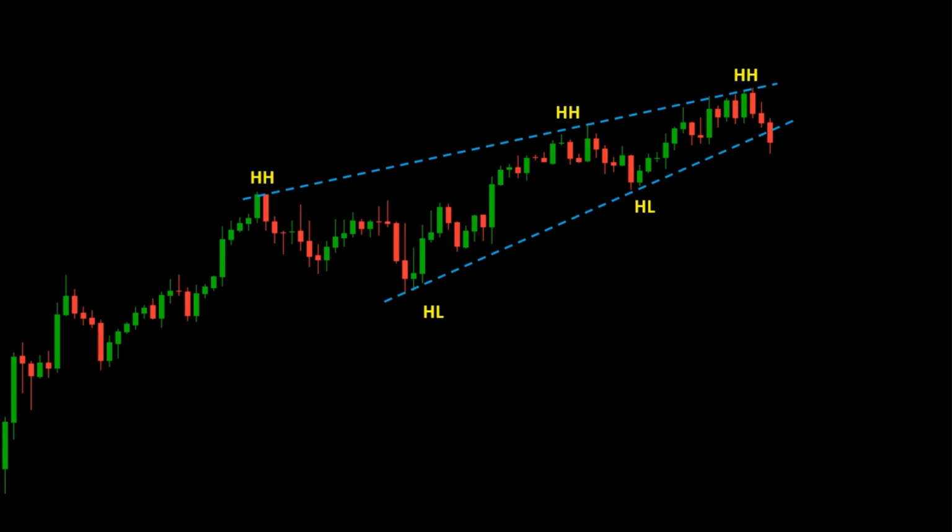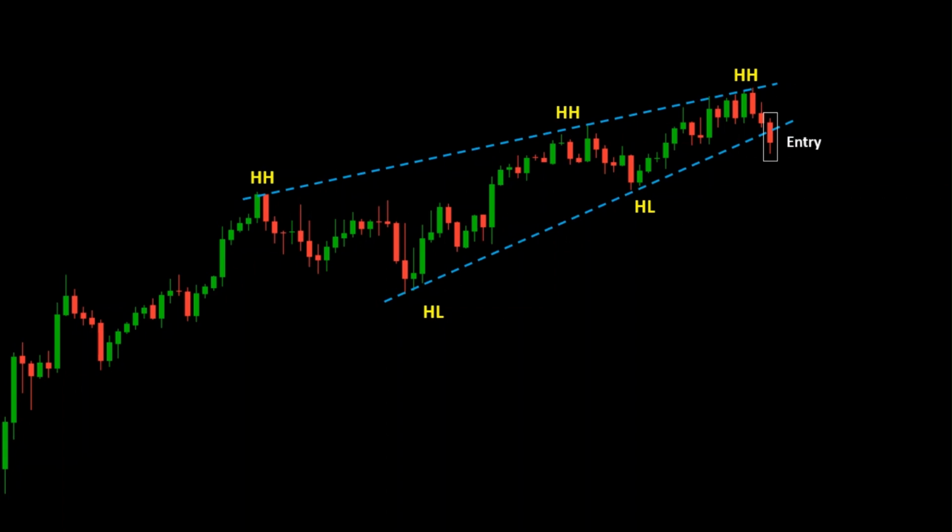Enter a sell position on the candle that closes below the lower trend line, the breakout candle. Alternatively, wait for a pullback to the lower trend line, which now acts as a resistance level, and look for bearish rejection or candlestick confirmation before entering. In this case we enter on the breakout candle.